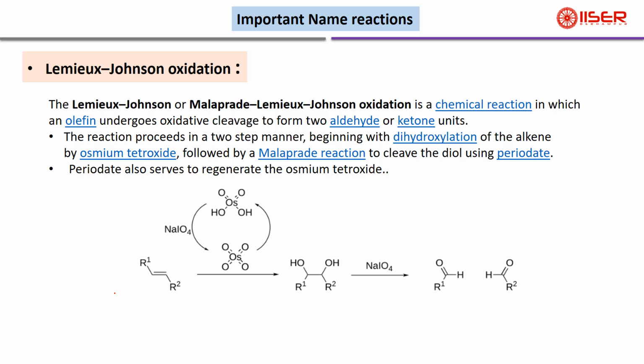So if you use this alkene and add osmium tetroxide, it undergoes a dihydroxylation, and if you add NaIO4, it undergoes a cleavage and gives us these aldehydes. And it will give us this aldehyde.